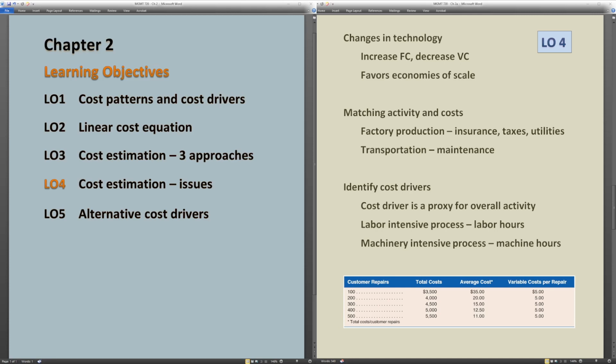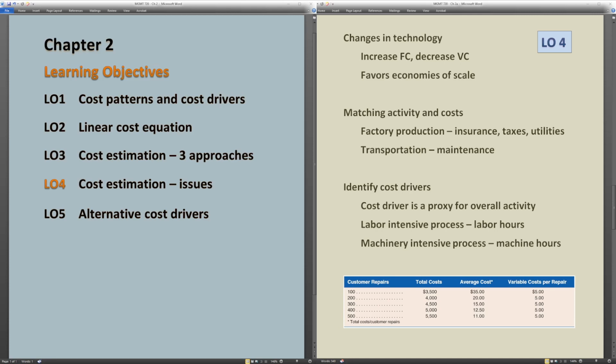How often do you do maintenance? Sometimes it's quite often, but sometimes it's not as often. So when you're trying to figure out your variable costs for transportation, well, obviously gas is something you can measure in the moment, but other costs could come in staggered over time, and you need to have a good idea of matching your activity and the total costs.